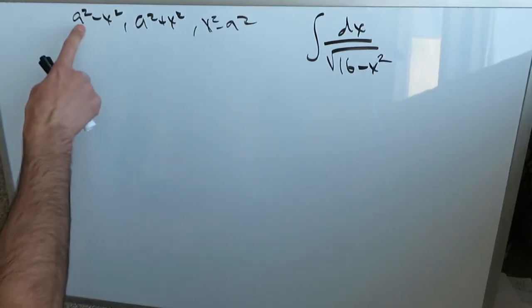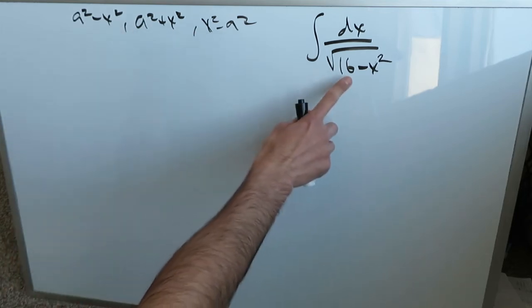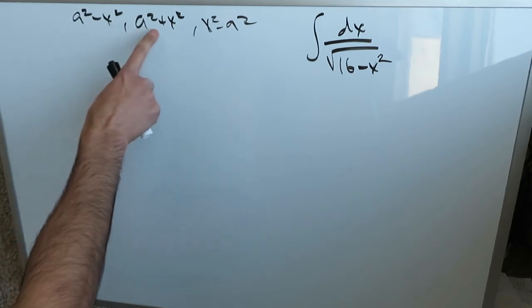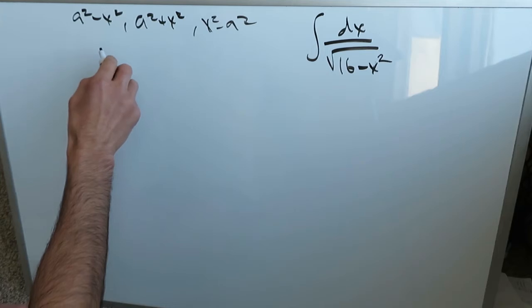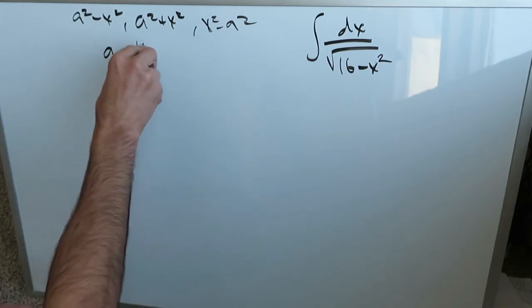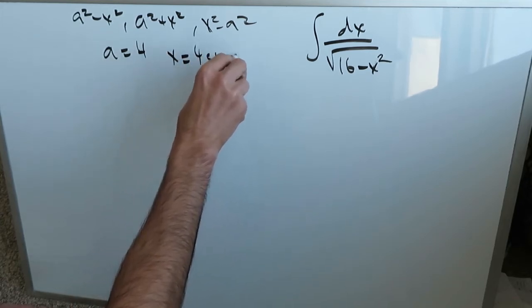I want to present an example of each of these, starting with a squared minus x squared. Look over here, a squared minus x squared. And this is the type I want to talk about first. Then I'll show you an example of this type and an example of this type. When you're seeing an a squared minus x squared, what are the things you're thinking about in your head? You take this number, you square root it, a is equal to 4. Another thing you're thinking about is 4 sine theta.